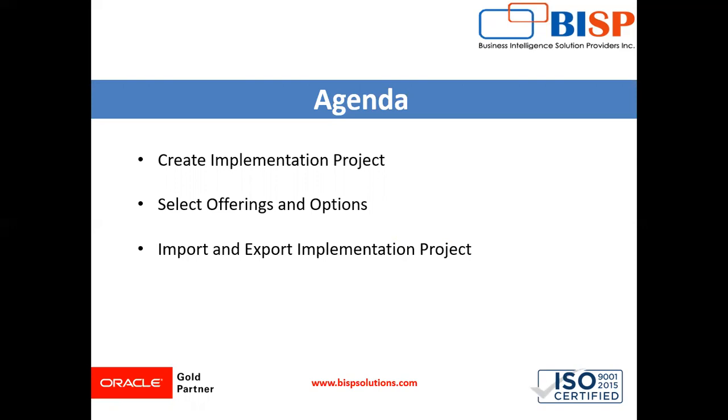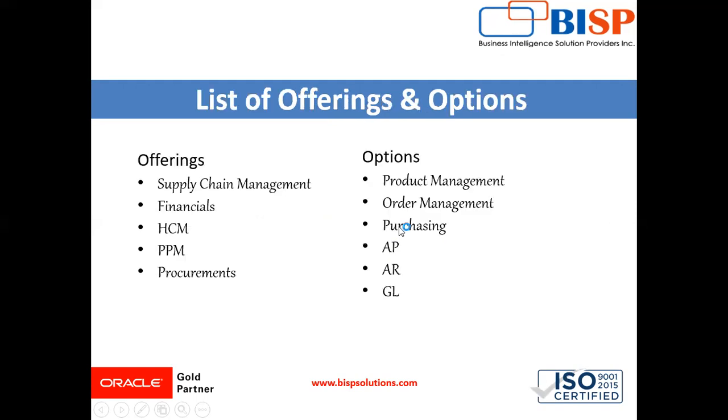So an implementation project is the list of setups and tasks we need to perform to implement selected offerings and options. We create an implementation project by selecting the offerings and the options we want to implement together. So let's see some offerings. Here you can see offerings: supply chain management, financial, SCM, PPM, procurement. These are all offerings. Under the offerings, we have the options: procurement, order management, purchasing, AP, AR, GL. So those are options and offerings.